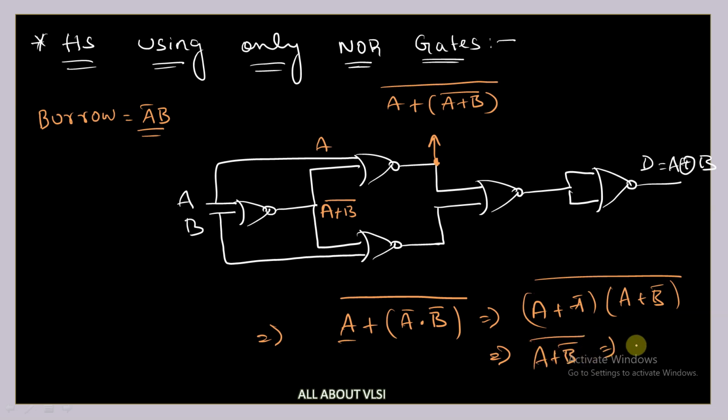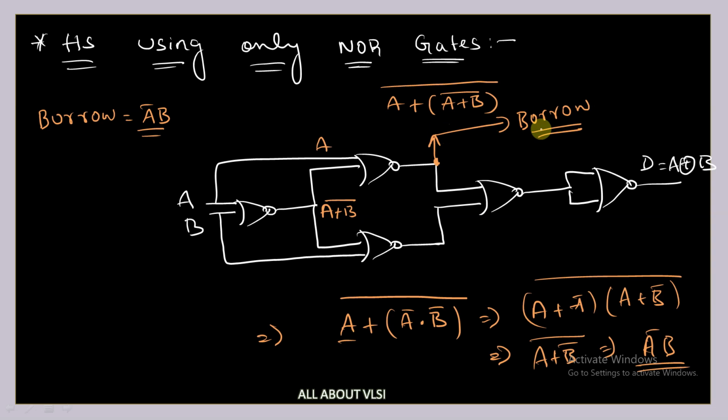If I apply De Morgan's law again, I'm going to get A bar B. So at this particular point, I will get the borrow directly. This is my borrow. So I can get that borrow directly without applying any gate. At this particular point, I will get the borrow.